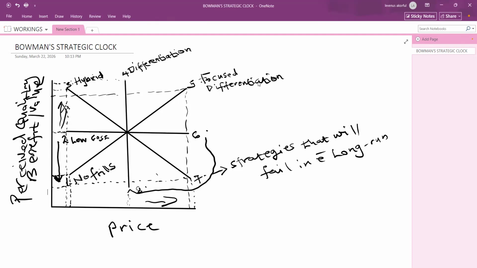All right. So basically, this is broadly the whole discussion around Bowman strategic clock. We can explore the weaknesses, which is the disadvantages, and the advantages of his clock as well. All right, so this is just to let you know that I have mastery over the subject matter, strategy case study.